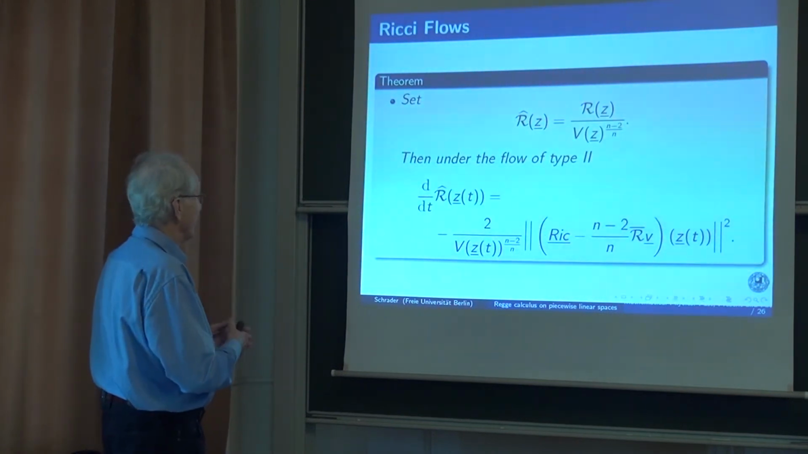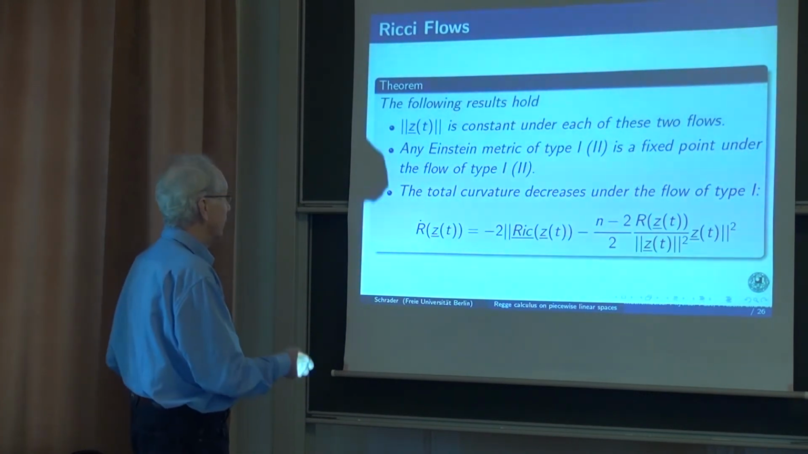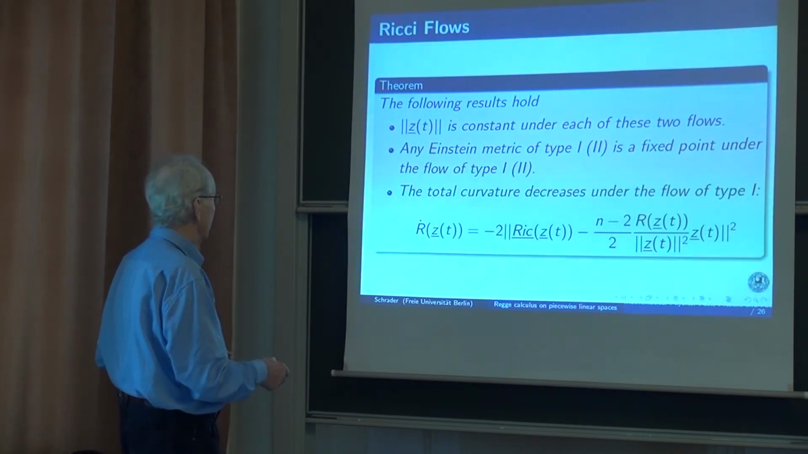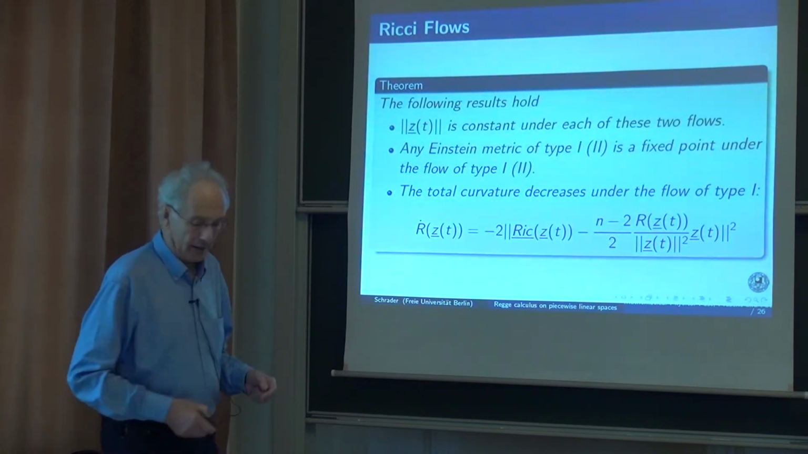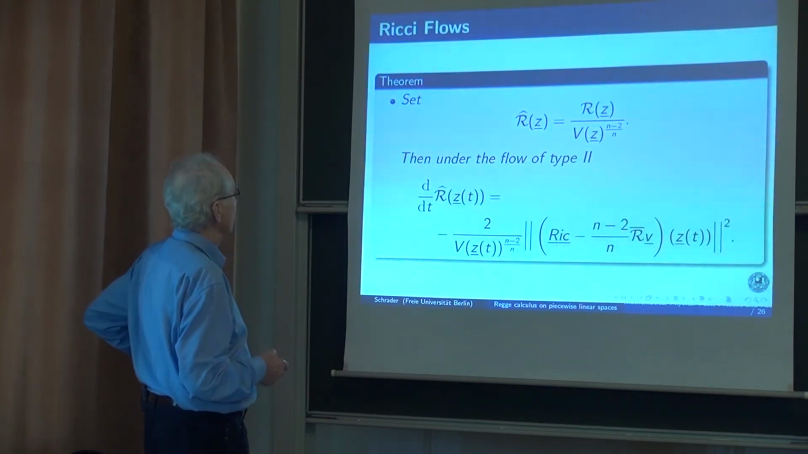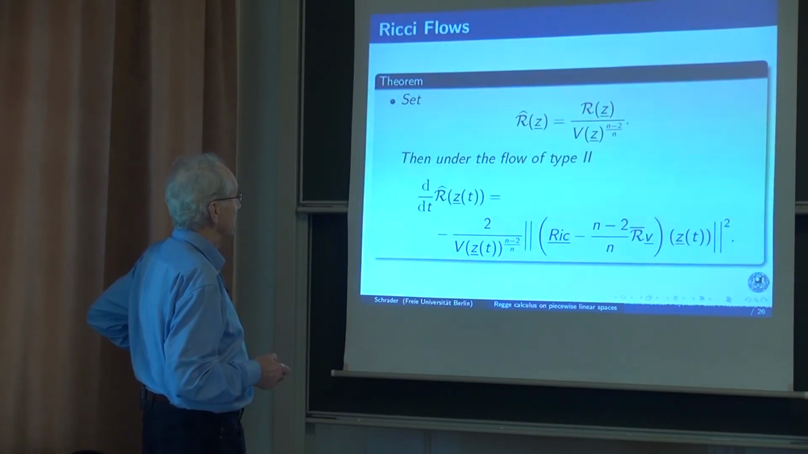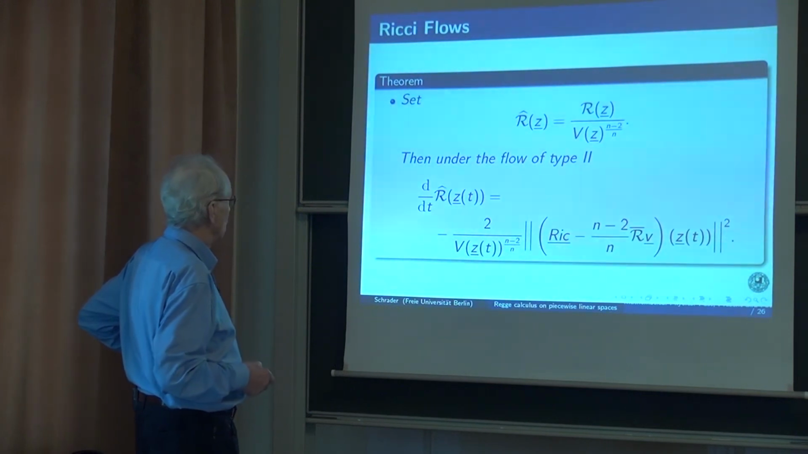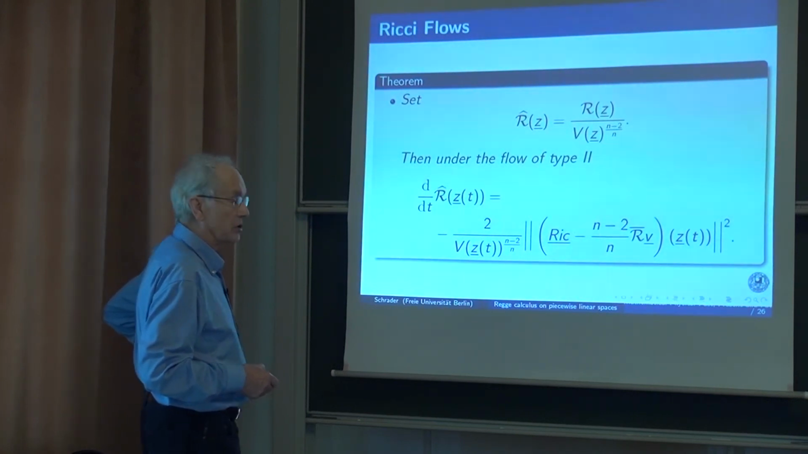So, as for the second flow, recall in the first flow, this is for type 1 flow, this Ricci curvature decreases always, except at Einstein metrics. In the second case, you have to take a certain average. You take this divided by the volume to the power m minus 2 over n. Then under the flow of type 2, this also always decreases, except at Einstein metrics of type 2.